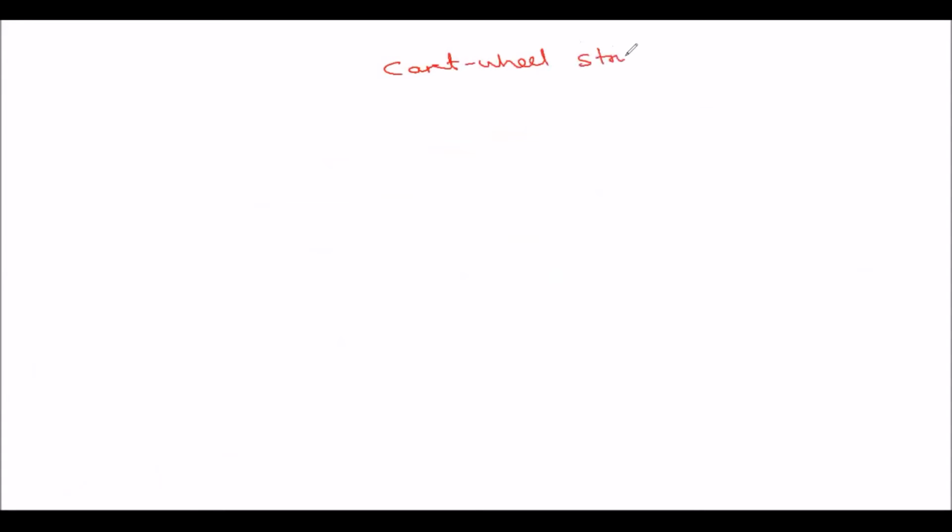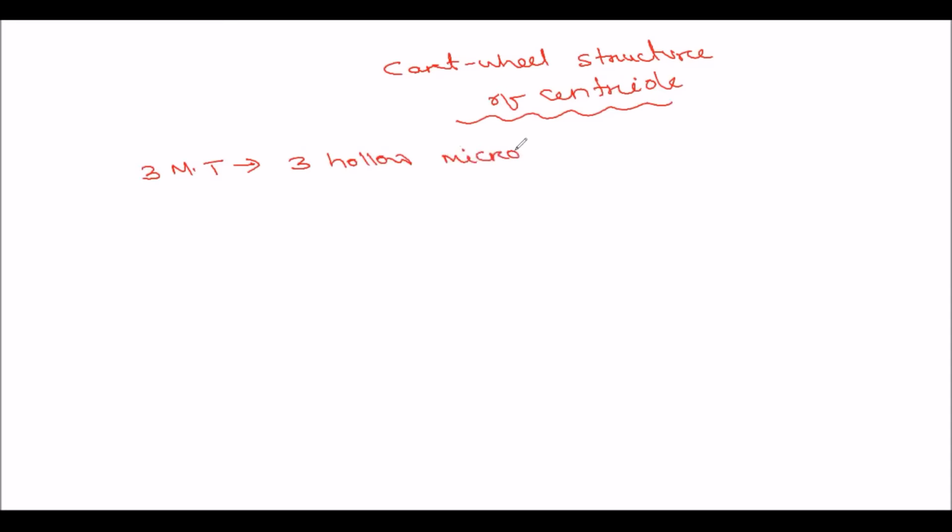Cartwheel structure of centriole. Okay, so before that, there are 3 microtubules, 3 hollow microtubules that are getting joined, and after they are joining, they are making a triplet microtubule, or we call this triplet fibril.